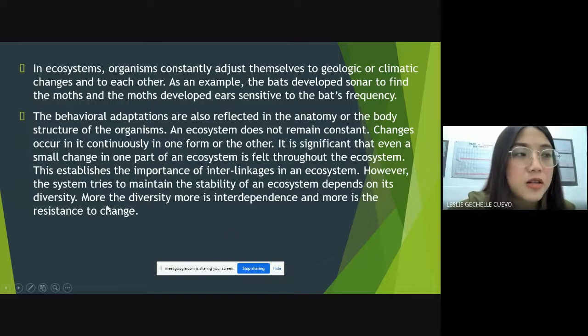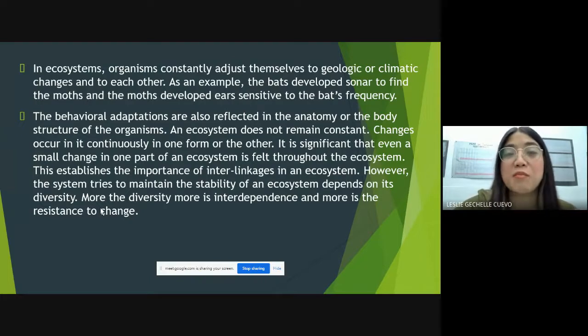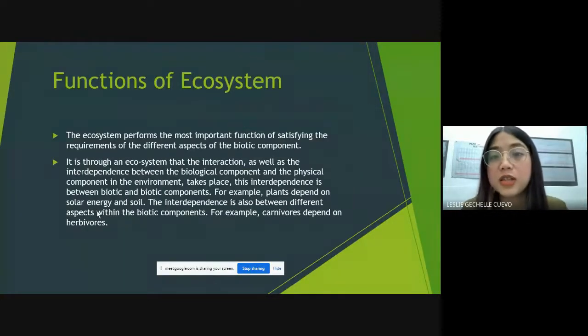Yun ang tatandaan nyo. The more diverse the ecosystem is, there is more interdependence and there is more resistance to change. Kumbaga, mas mababa ang posibilidad na ma-extinct sila o mas mababa ang posibilidad na masira yung ecosystem kapag mas diverse.